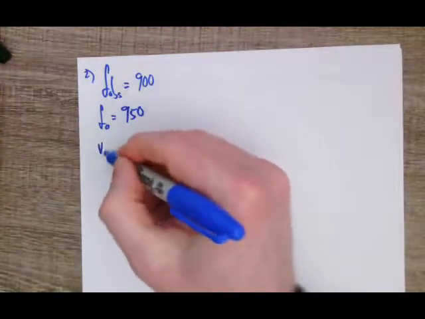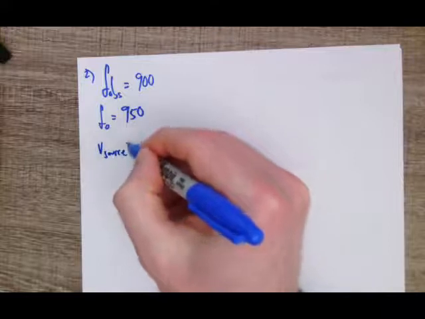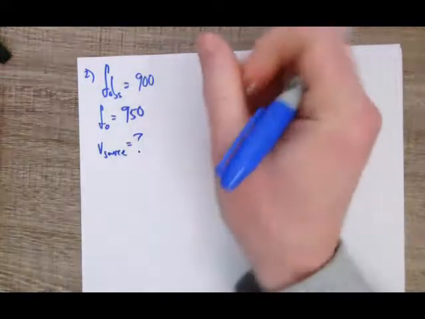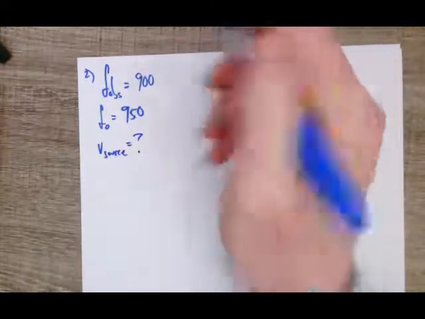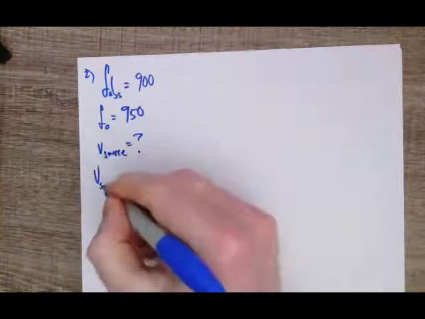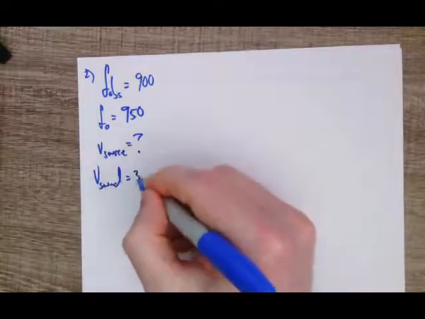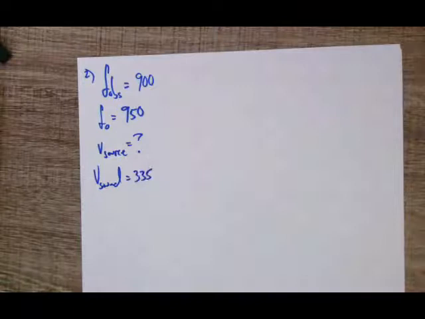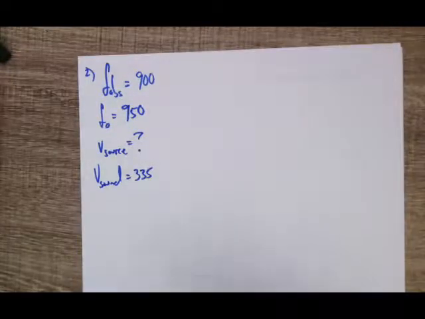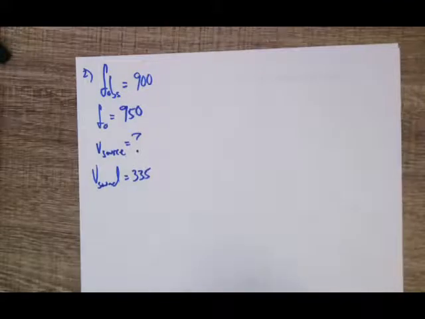So V source, that's what we're trying to figure out. How fast is it moving? Speed of sound is 335. Notice that it keeps giving us the speed of sound. You may get a question that says it's 33 degrees outside, and that's all it says about the speed of sound. So you got to figure it out with that equation, 331.4 plus 0.606 times temperature. Then you have to figure out the speed of sound dependent on the temperature.